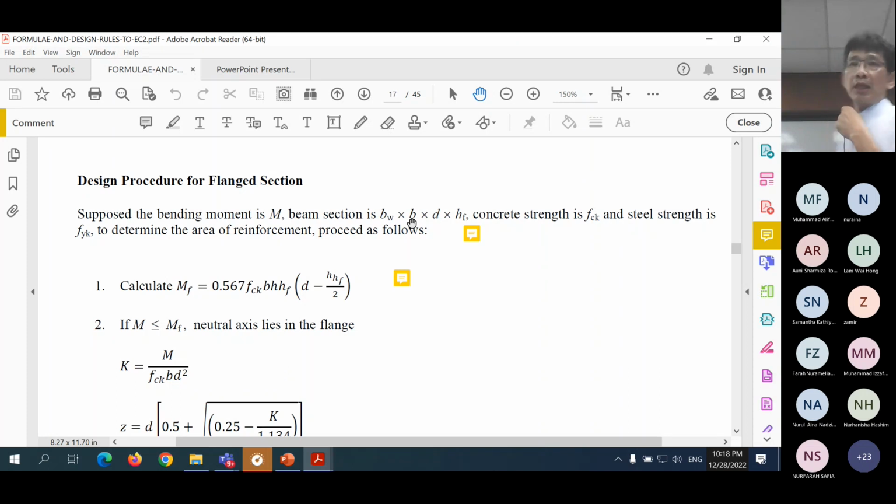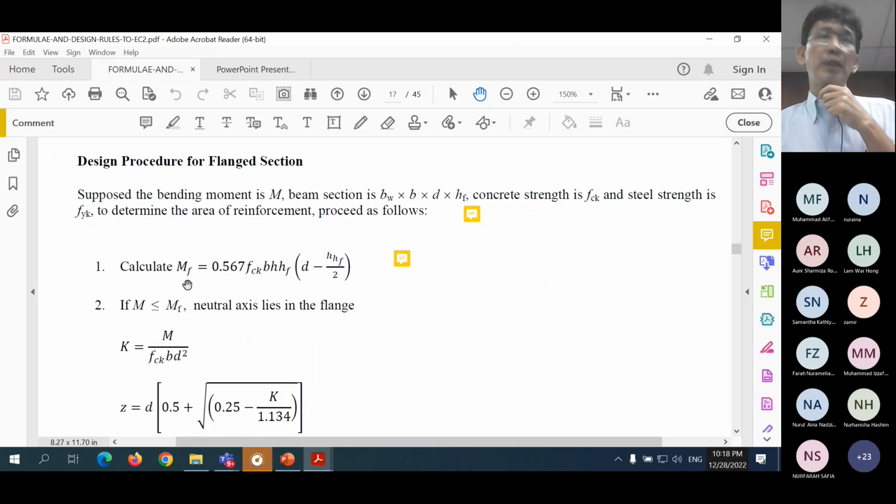So the first thing that we calculate, if we want to design as a flange section, is MF. MF is given by that formula. Okay. And there is a mistype in this formula. So this should be 0.567 fck.